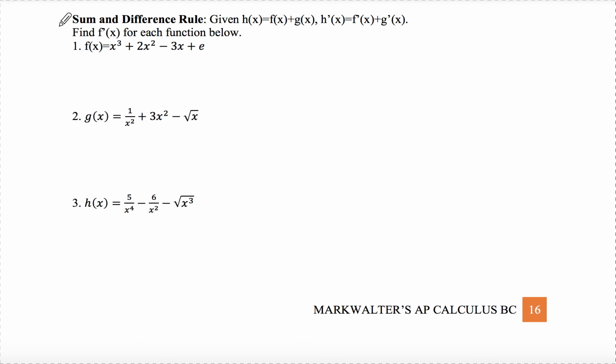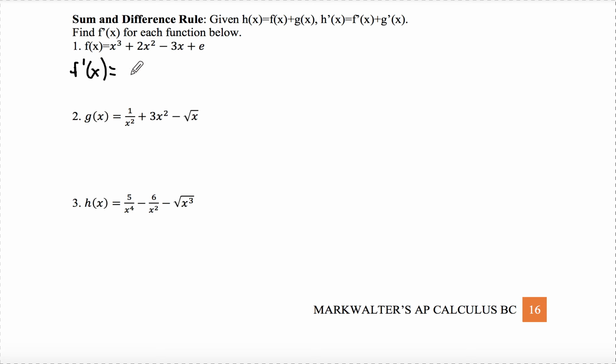Let me show you some examples. Let's find f prime of x for each of the functions below. f of x is x cubed plus 2x squared minus 3x plus e. Basically what this sum and difference rule means is we can ignore the plus and minus signs at first and take the derivatives of each term separately and just link them with the appropriate sign.